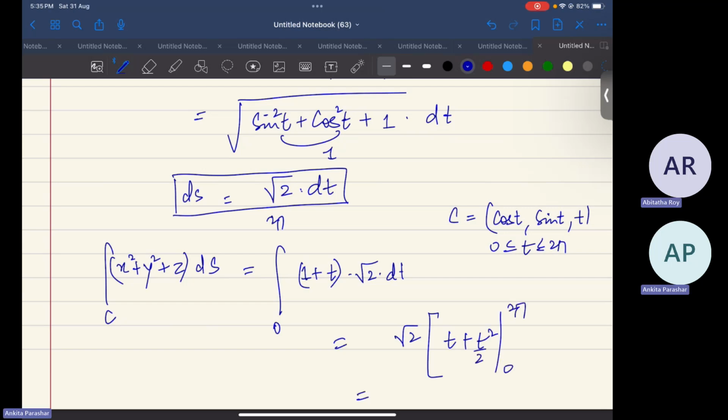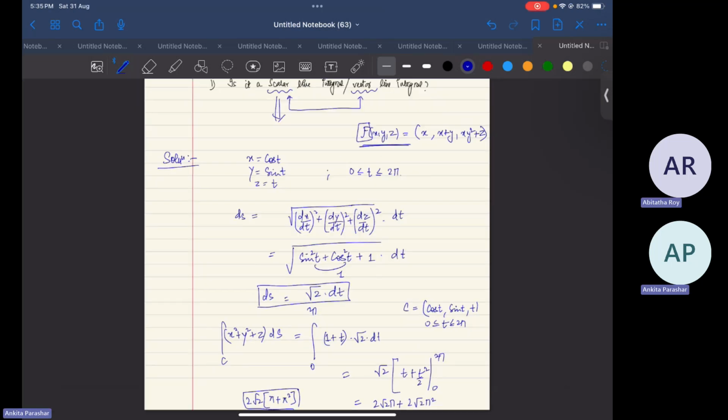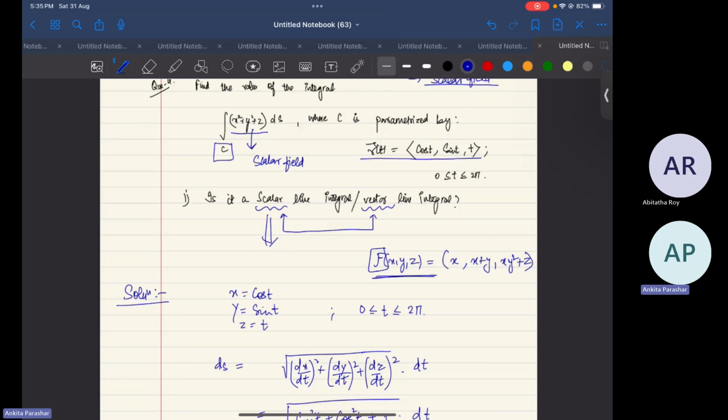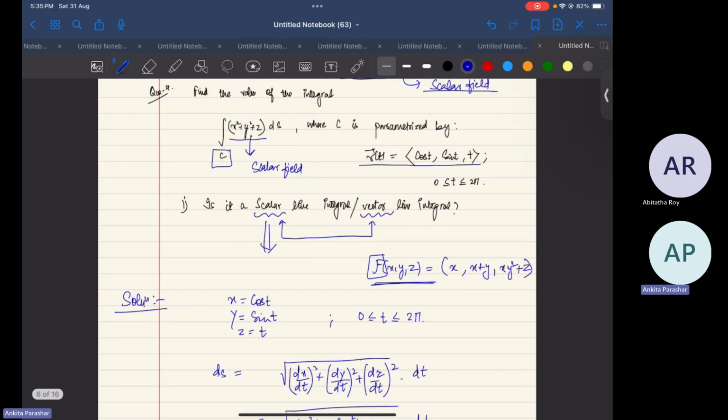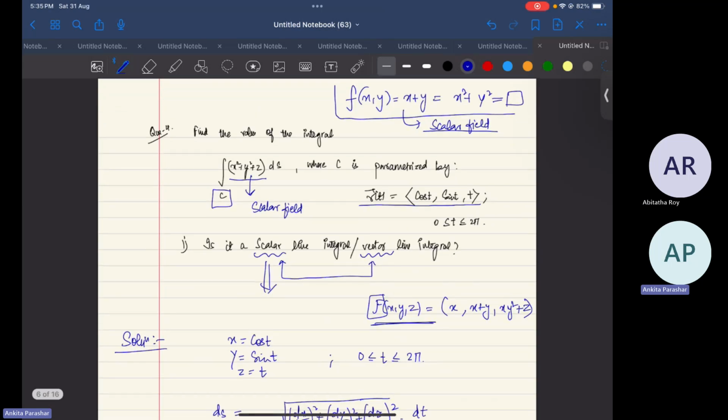What is this finally? This is root 2 into 2 pi plus 2 pi square. So it's 2 root 2 pi plus pi square. Okay, we'll come back to this. It has a certain use. We will see later. So it's a line integral with this value when we parameterize by a certain curve.